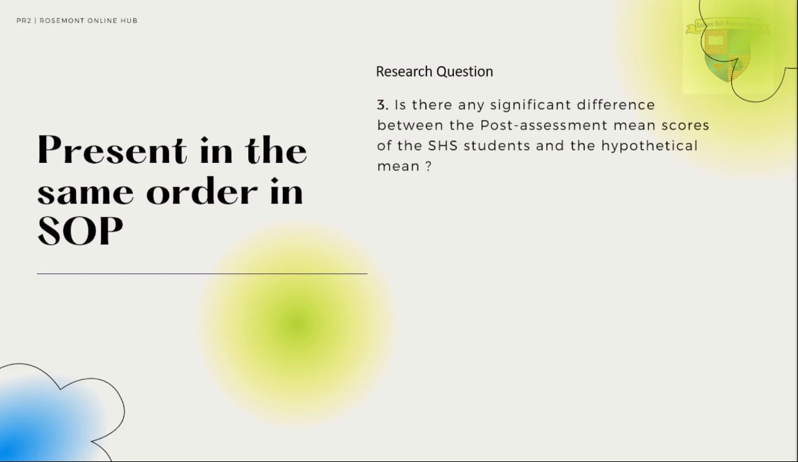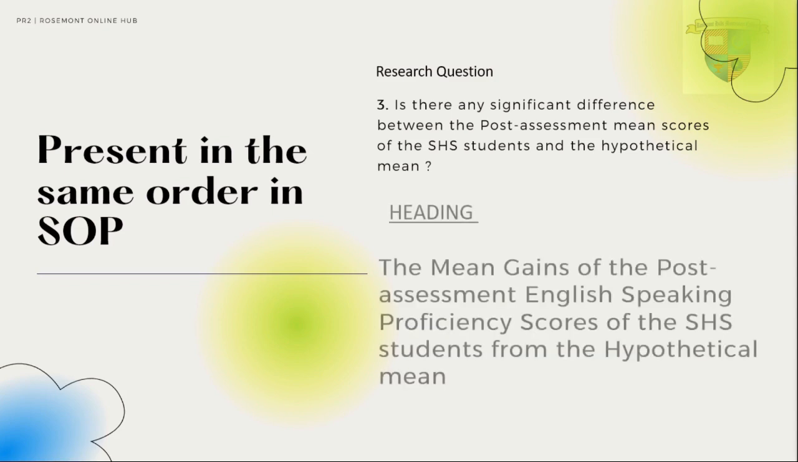On the third question, is there any significant difference between the post-assessment mean scores of the senior high school students and the hypothetical mean? The third heading should be the mean gain of the post-assessment English-speaking proficiency scores of the senior high school students from the hypothetical mean. Please note that the term gain does not necessarily mean that there is an increase in the scores. Thus, a decrease is also described as a gain score.